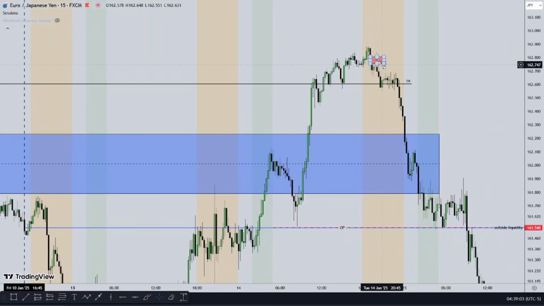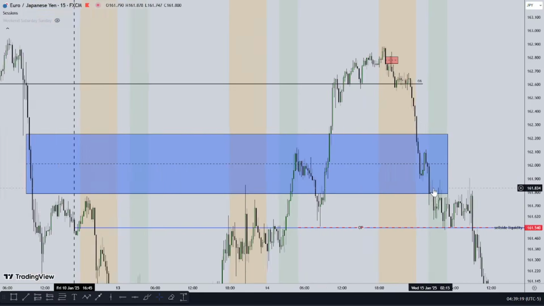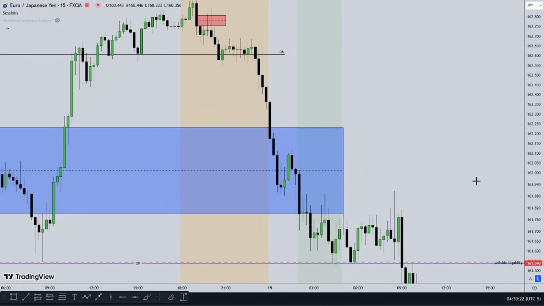Price traded lower. Where's the next draw on liquidity we identified from the 4-hour? The swing low close to the opening price. That will be your target. You're looking for price to retrace to that swing low as your target. Price traded. Now, this is on Tuesday.